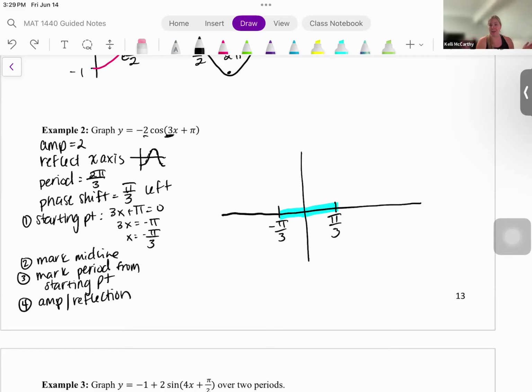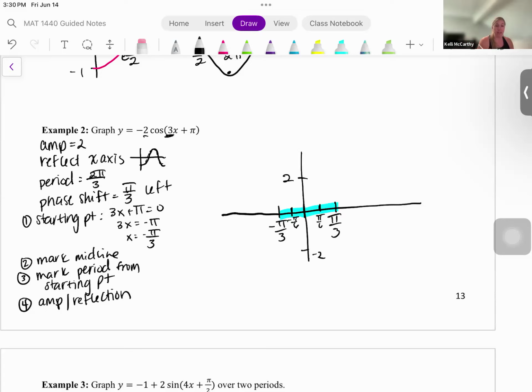For our period, we're going to now divide this into halves. So starting with half is going to be at 0, and then halves again. This is going to be pi over 6, and this is going to be negative pi over 6. Our amplitude was 2, so 2, negative 2.